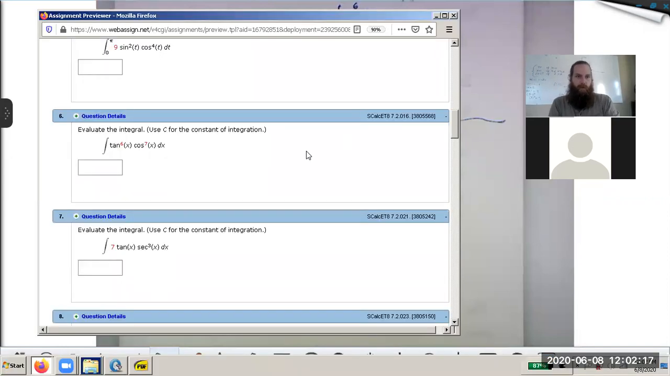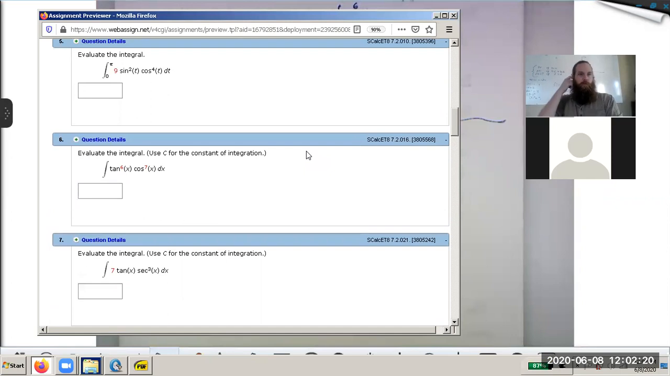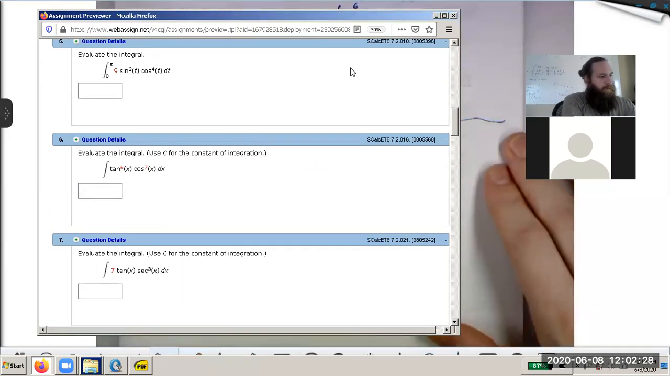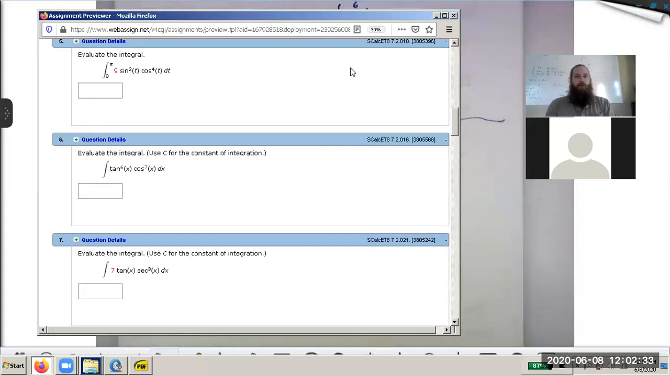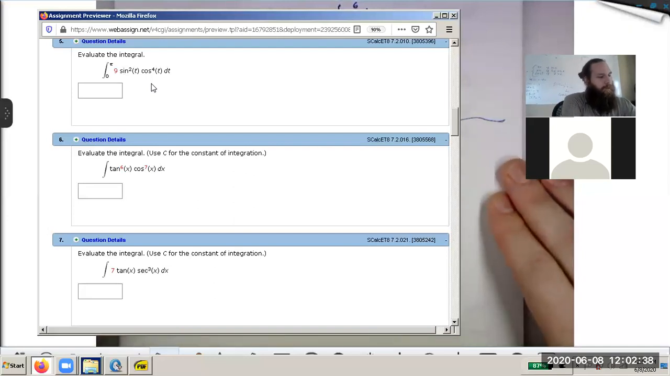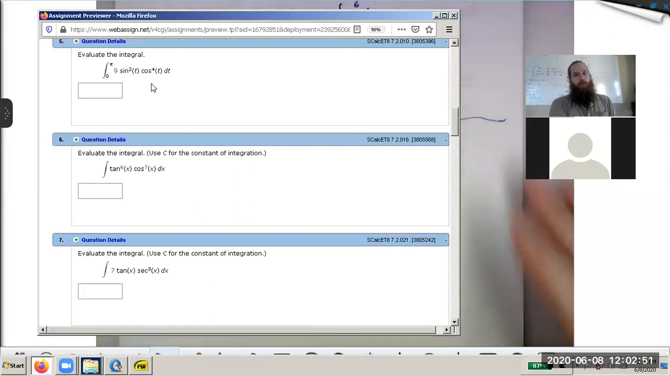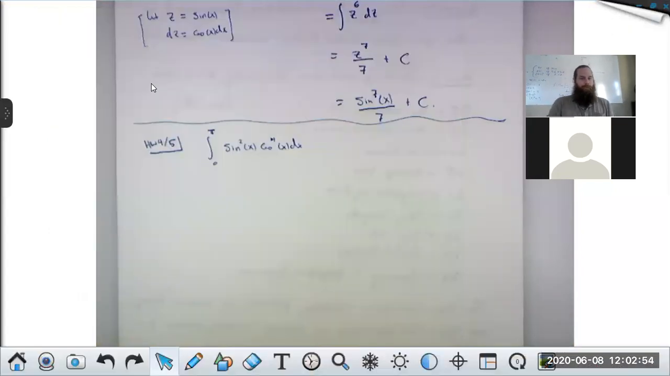I hear you. Sine squared times cos to the 4. All right, the red constant there is random. It'll be different on yours than it is on mine. So I'll do the integral from 0 to pi of sine squared x cos to the 4 x dx. Yeah, this problem kind of sucks. There's really no getting around it.